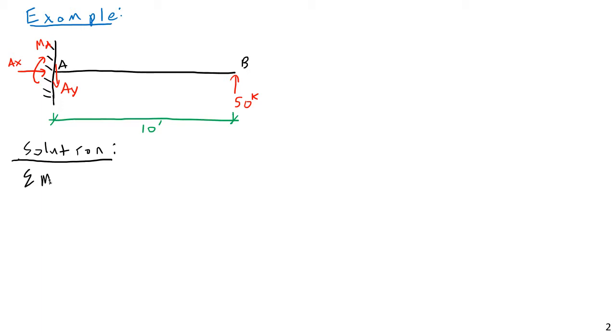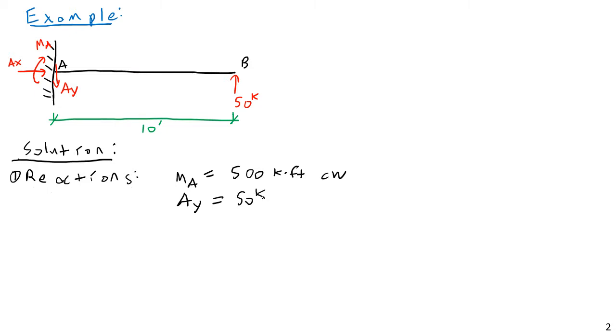So a sum of moments about A. Well, first step I should say is to get the reactions. And you know what? I think I might just give these to us because that should be fairly straightforward. One, get the reactions. This is elementary statics, and it's a very simple one at that. So MA is going to be equal to 500 kip-feet clockwise. And then by a sum of forces in the vertical direction, we can get that AY is equal to 50 kips. And also that AX is equal to 0. There are no horizontal forces on the beam, so AX logically has to be equal to 0. Fairly straightforward.